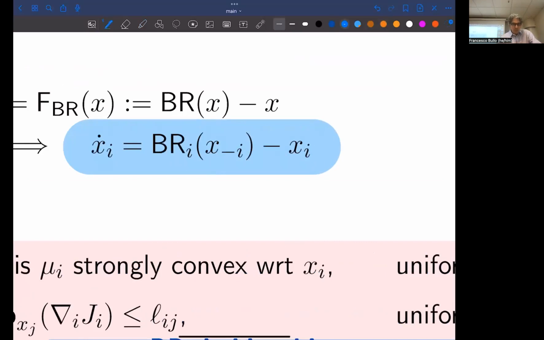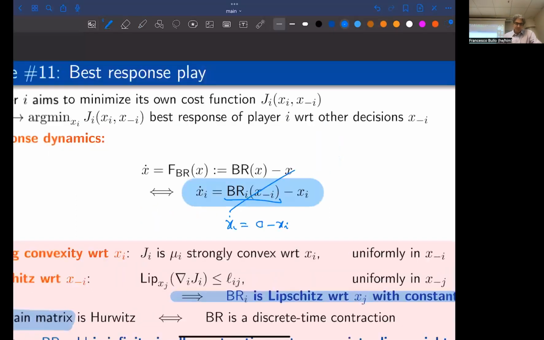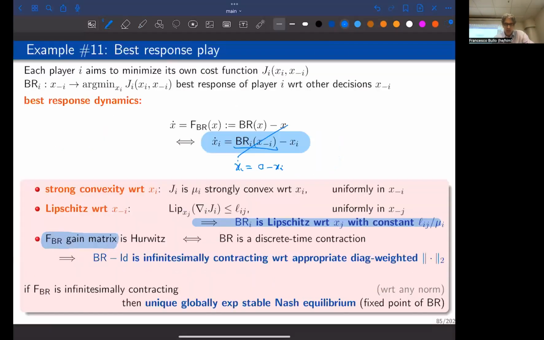Let me present it in a different format: x_i dot equals BR_i minus x_i. Now, BR_i does not depend upon x_i. That's the point. So when you take the Jacobian, this term goes away, and the Jacobian is just minus identity. Therefore, the contraction rate is minus 1. So this gain matrix is going to have minus 1 on the diagonal, and L_ij divided by mu_i on all of the off-diagonal terms. So it's a different gain matrix from before.